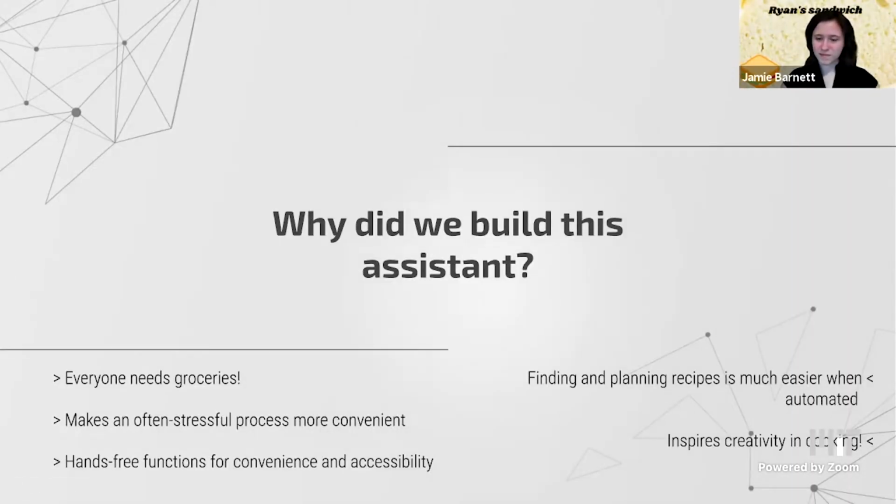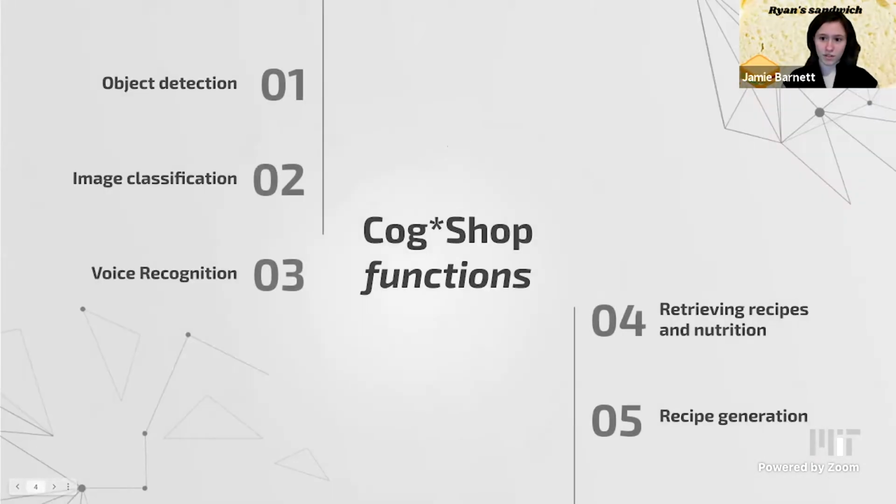So why did we build this particular assistant? Well, grocery shopping is a process that many people have to endure regularly. Automating at least part of this can save time and make shopping and meal planning less stressful. In addition, our design makes meal planning more accessible to those who may have busy schedules or difficulty finding recipes that suit their needs. We'll begin by giving a brief summary of our program functions.